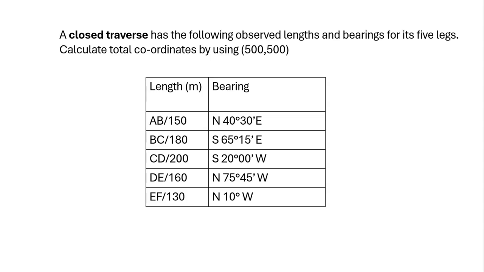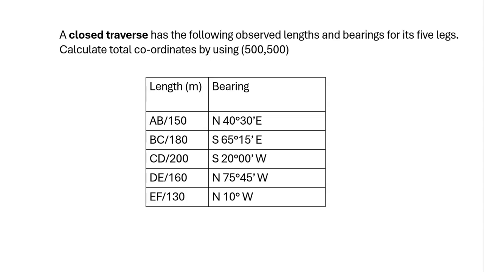The table lists the legs: AB, BC, CD, DE, and EF. For the corresponding legs, the lengths are given and bearings are also given. Fortunately, the given bearings are the reduced bearings. I hope you have understood the differences between the whole circle bearing and the quadrantal bearing. Quadrantal bearings are also called the reduced bearings.